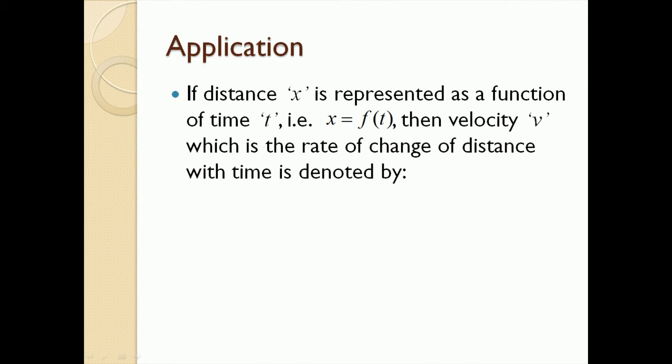We will now move on to some applications. If distance x is represented as a function of time t, that is, x is equal to f of t, then the velocity v, which is the rate of change of distance with time, is denoted by v is equal to dx by dt.